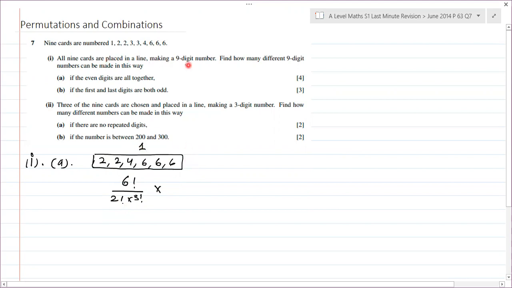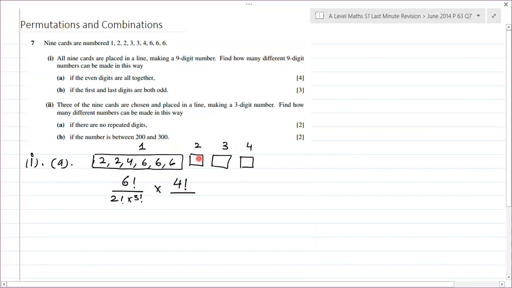Now we had 9 numbers, so we have used 6. We have 3 more numbers left. That's going to form 3 more blocks. So in all we are going to have 4 blocks. So these 4 blocks can interchange their positions as well. So that's going to be 4 factorial for these 4 blocks.